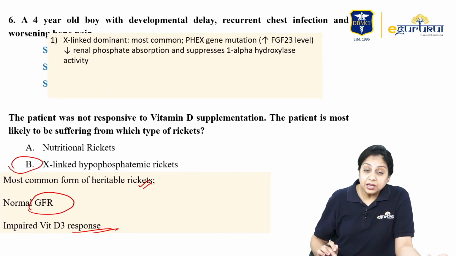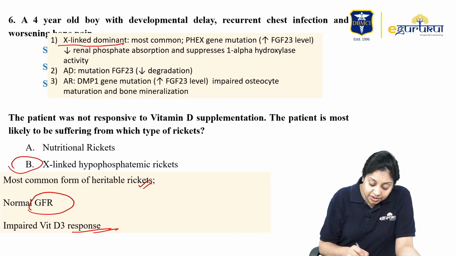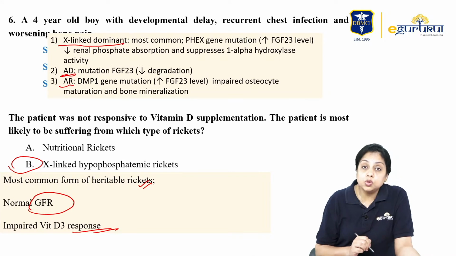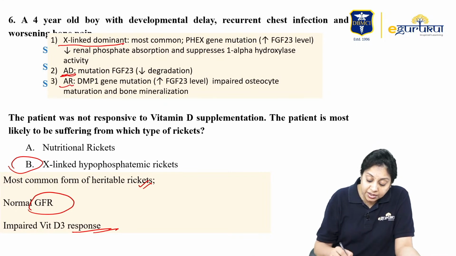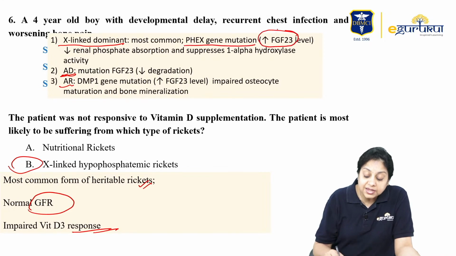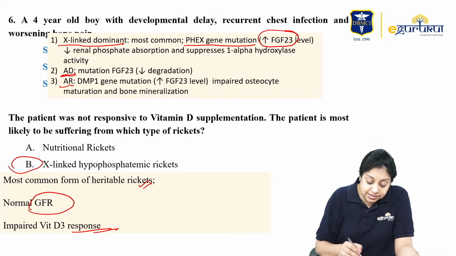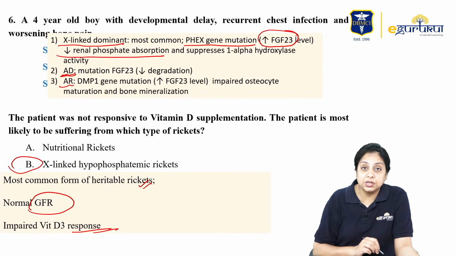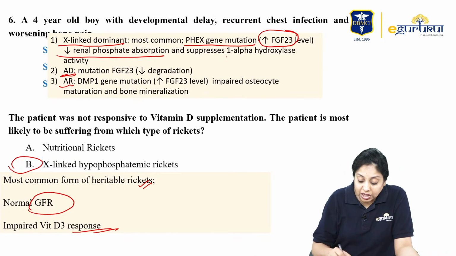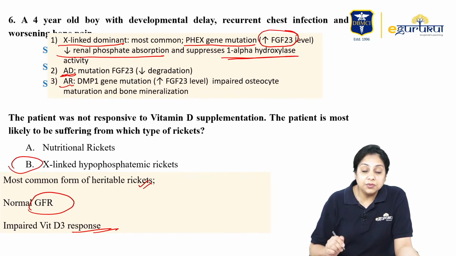Right, and it can be inherited in 3 ways actually. If we go in depth, that can be X-linked dominant, autosomal dominant and autosomal recessive. In X-linked dominant, there is a PHEX gene that is mutated, which is going to lead to an increased level of FGF23, right? And there will be decreased what? Renal phosphate absorption. And also this suppresses what? 1-alpha hydroxylase enzyme. That we have seen with vitamin D.